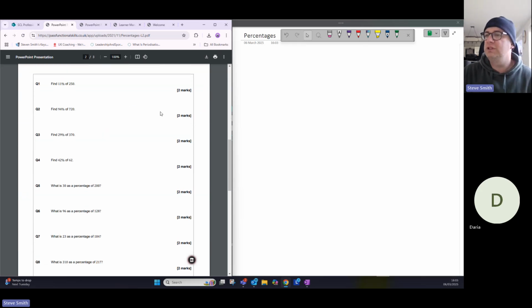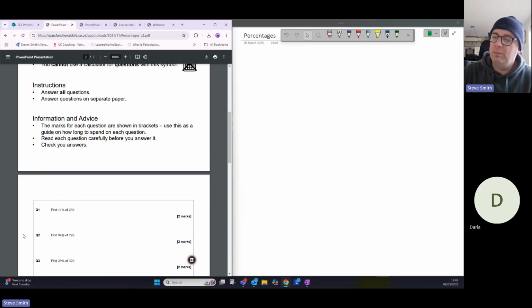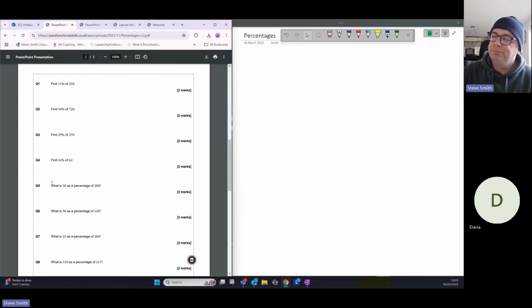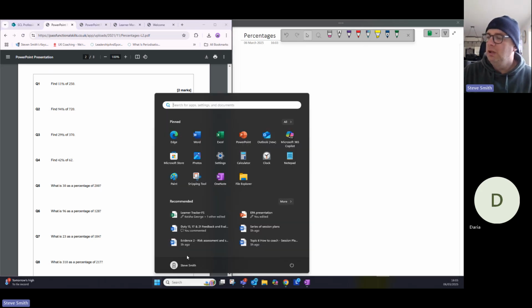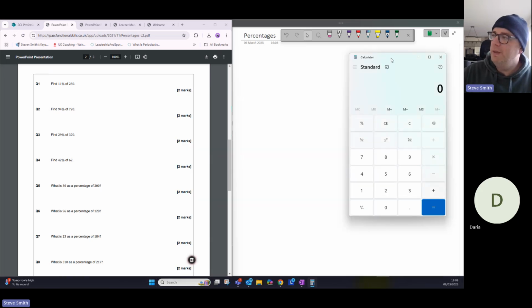So what I do with these sessions, we're looking at questions just on percentages. As you can see here, there's no non-calculator sign. If we saw that symbol down the side of the page, it means we can't use a calculator. Of course, we could work these out without a calculator as well. It just takes a little bit longer, but with a calculator, these sort of questions should be at level 2 quite straightforward, and at level 1 within your capabilities.